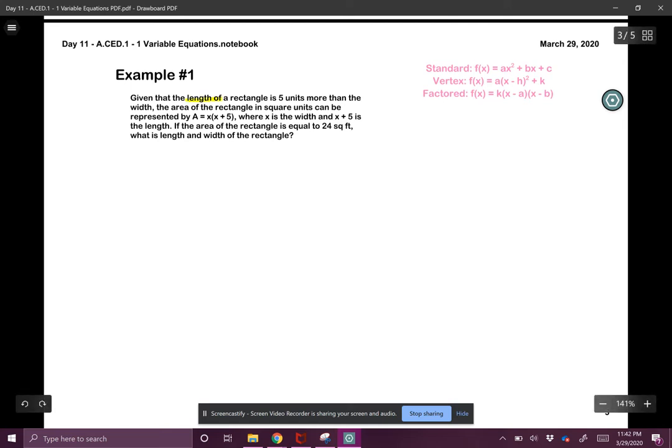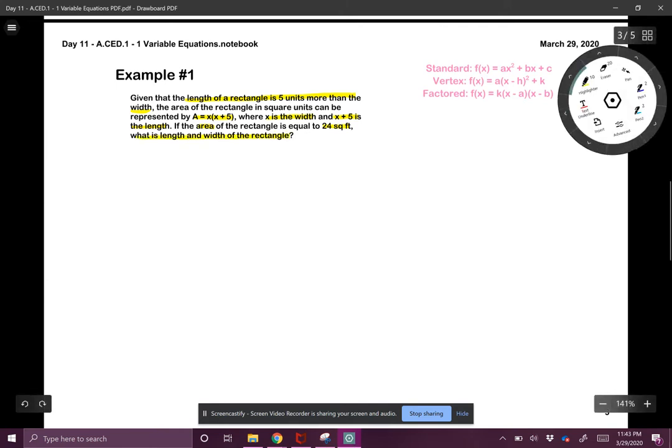It says that the length of a rectangle is 5 more units than the width. It also gives us an equation for the area, which is helpful. In some of your work session problems, you'll actually have to build that. It says that x is the width and x plus 5 is the length. And then it's asking, if the area is equal to 24 square feet, what is the length and the width of the rectangle? That's what we're looking for.